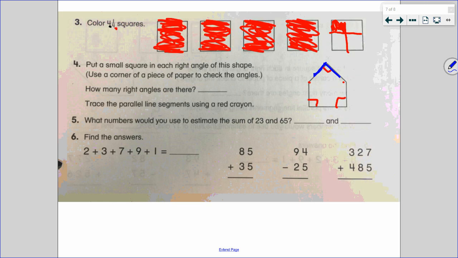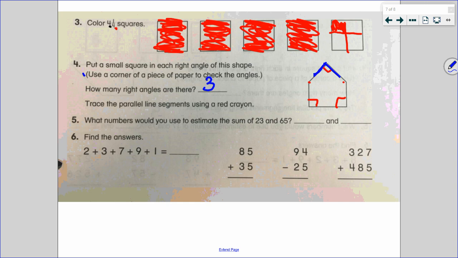So how many right angles are there? 3. It gives you the hint right here that you could use a corner of a piece of paper to check the angles. If you take a piece of paper and you put it into the corner, it should line itself up. And if it doesn't, then it's not a right angle.